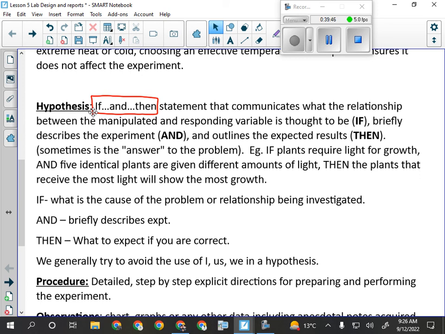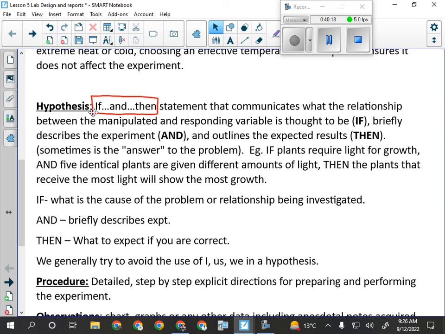It says, I think, without saying I think: if plants require light for growth, that's the premise I'm working on, and I perform this experiment, plants are given different amounts of light, then these are the results. This is what will happen if I'm right. And you have to set up an experiment to be right or wrong. There's no sitting on the fence in science. You have to set yourself up for success or failure.